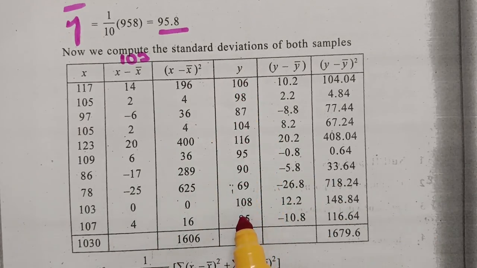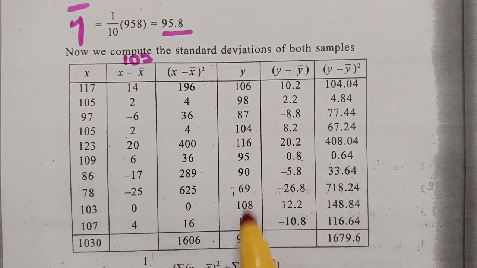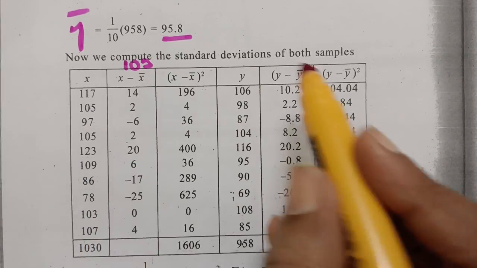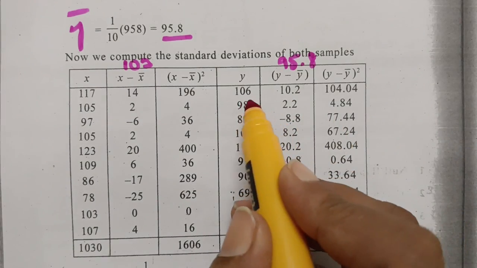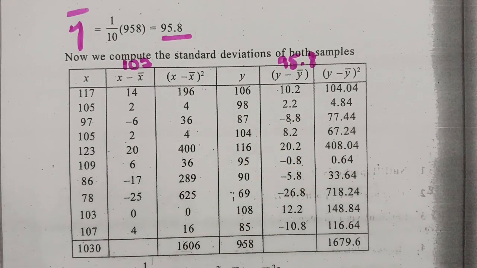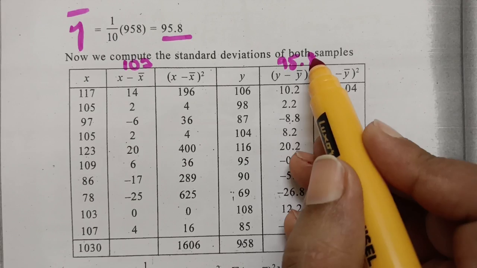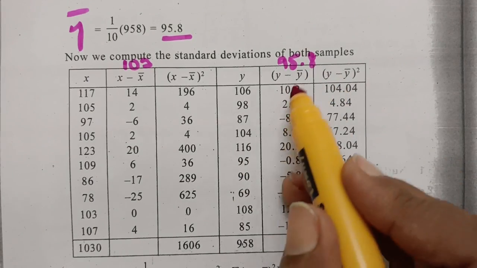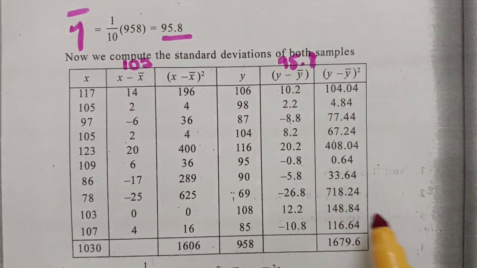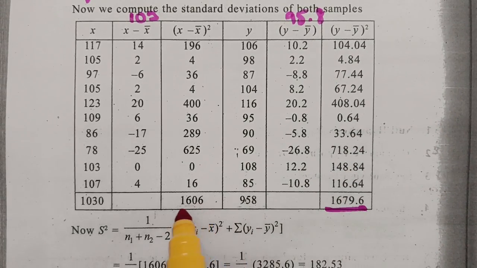And the next one is y data from the question. After filling y, what is y bar here? 95.8. So we have to subtract each and every value from 95.8. That is 106 minus 95.8 is this one. 98 minus 95.8 is this one. So we have to fill this column. We have to make the squares and we have to make an addition for this.